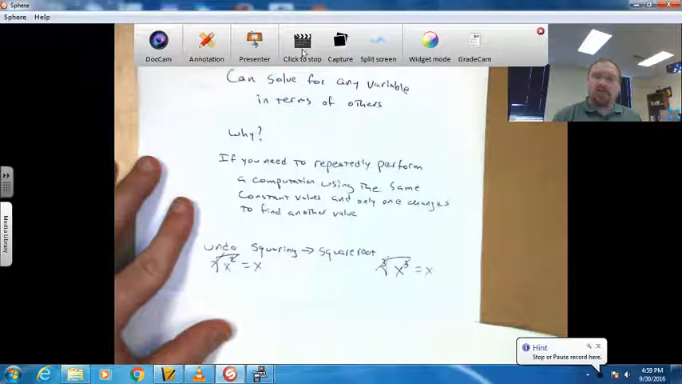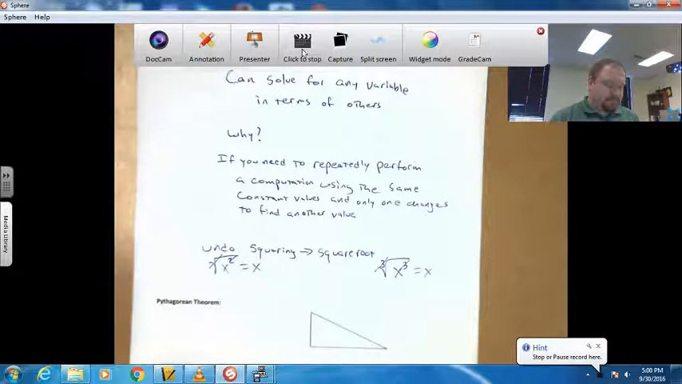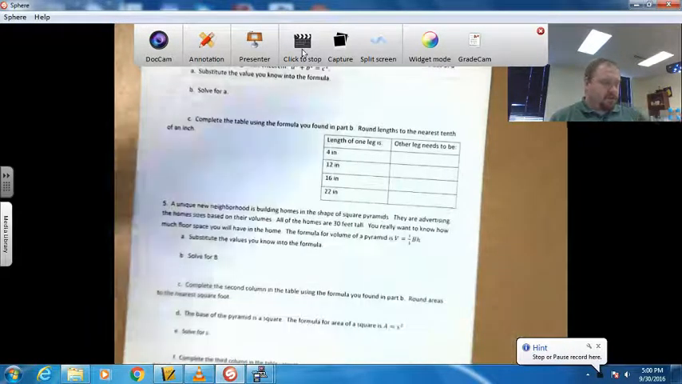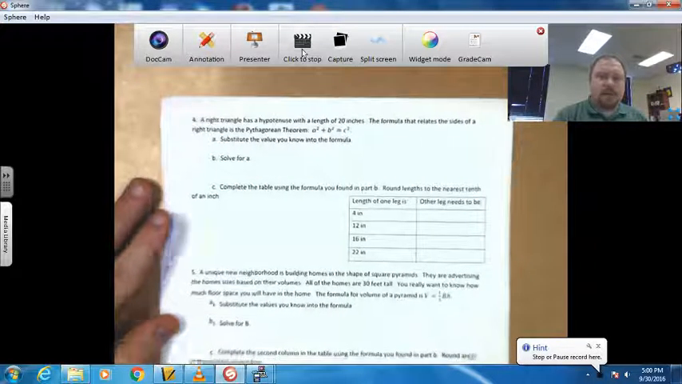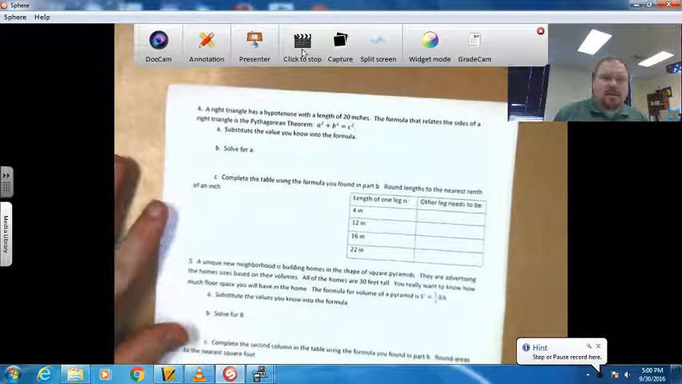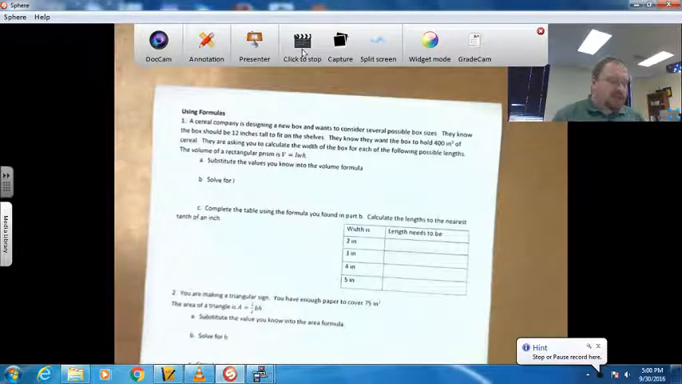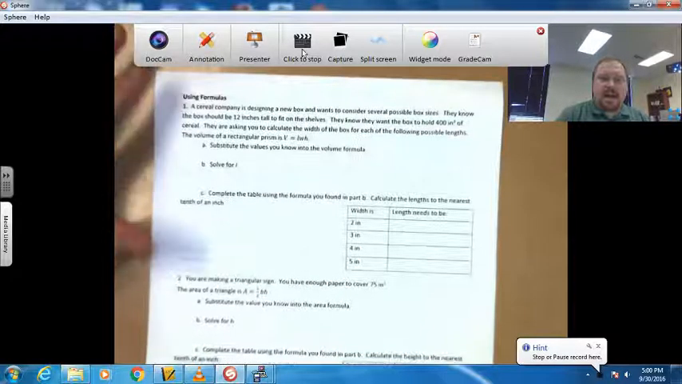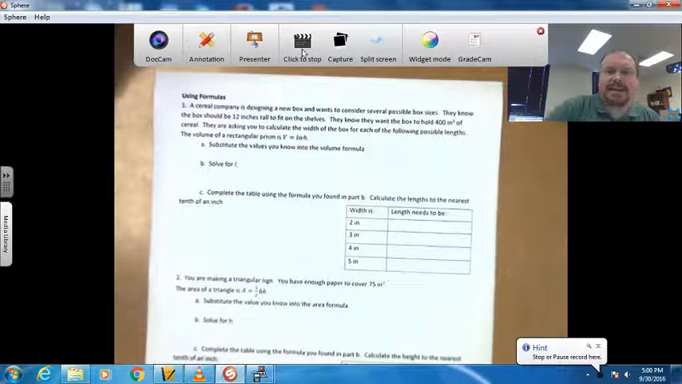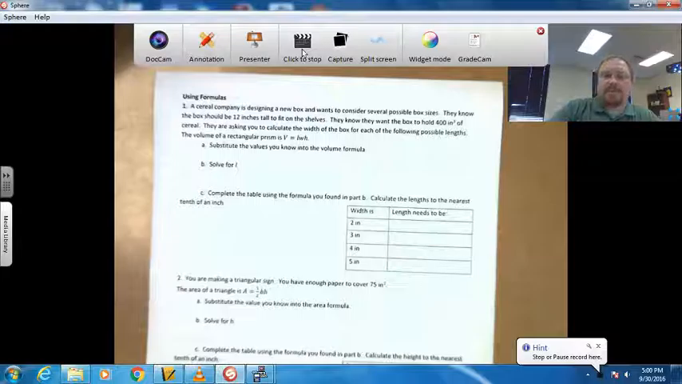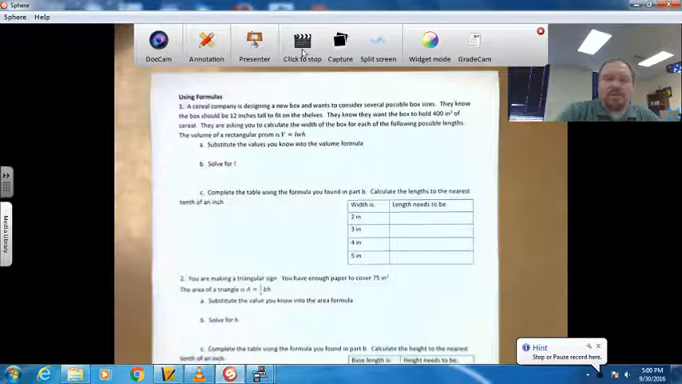and do the first one together. So I have, in this situation, a cereal company designing a new box, and they want to consider several possible box sizes. They know the box should be 12 inches tall to fit on the shelves. They know they want the box to hold 400 cubic inches of cereal. They're asking us to calculate the width of the box using the possible different lengths.